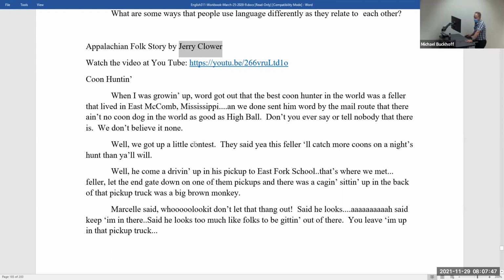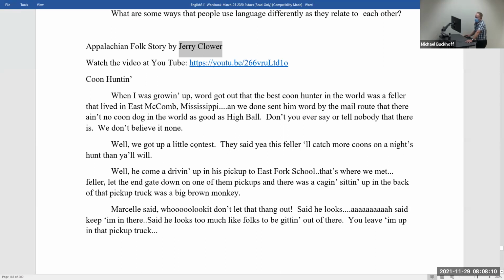You see kind of the different how he's speaking. Well, we got up a little contest. He said, yeah, this fellow will catch more coons in the night's hunt than y'all will. And they're talking about, they do hunting down there, deer hunting, raccoon hunting. It is so serious. They'll have 3 days in the fall for deer hunting. And the kids will go with their parents, they'll go out and shoot deer and stuff.